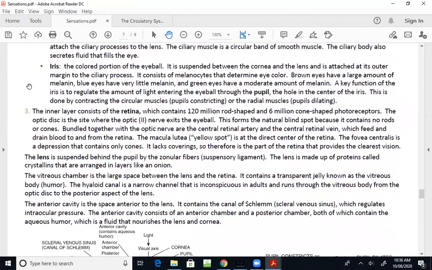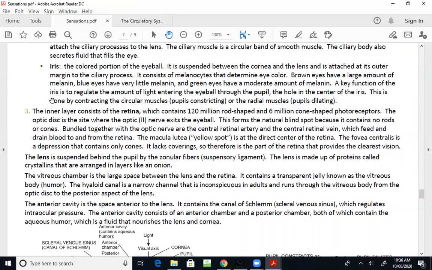Your iris, something that was labeled in that slide a couple slides ago, is the colored portion of our eyeball. So when somebody says they have blue eyes or green eyes, they're talking about the iris. It's suspended between the cornea and the lens and is attached at its outer margin to the ciliary process. The colors come from melanocytes, just like in our skin. Brown eyes have a large amount of melanin, blue eyes very little, green eyes have a moderate amount.